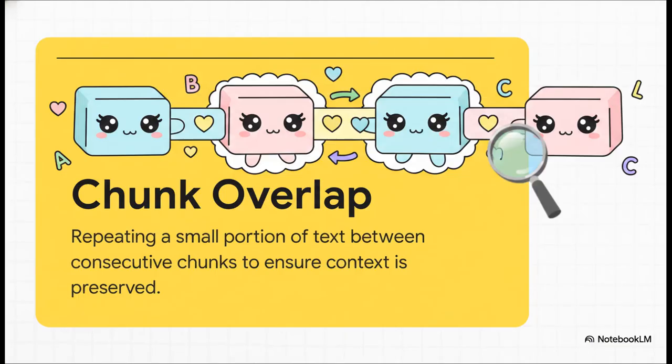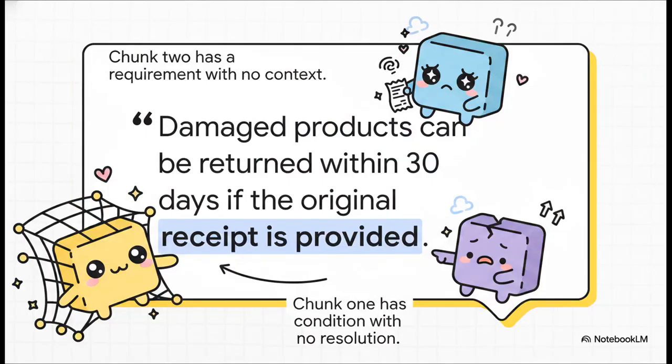First, let's talk about chunk overlap. It's a really simple but incredibly powerful technique. All we're doing is intentionally repeating a little bit of text from the end of one chunk right at the beginning of the next one. You can think of it like a safety net, just to make sure we don't accidentally lose critical information right at the breaks. And this is why that safety net is so important.